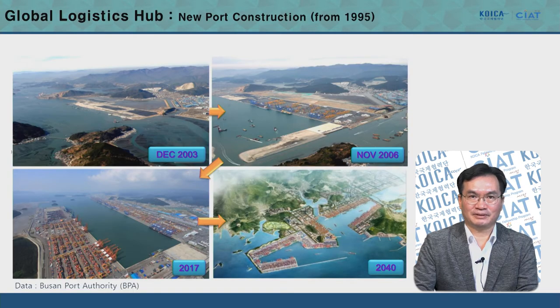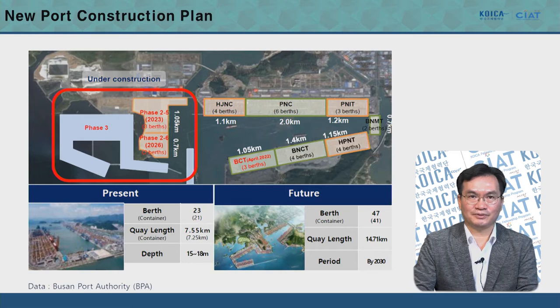This is a picture of the new port construction that started in 1995. The full-scale construction of the new port started in 2003, and it was operated with three berths in 2006. As of 2017, the new port was operated with 23 berths, and a total of 57 berths will be operated by 2040. The picture shows the berths currently in operation and plans for 2030. Expanding from the current 23 berths to 47 berths, the new port is expected to play a significant role as a hub port in Northeast Asia.